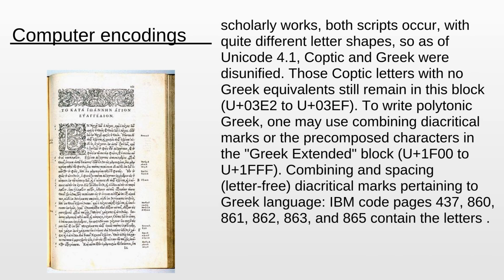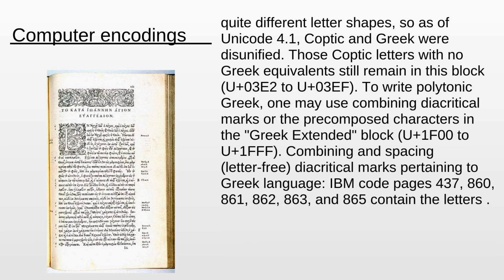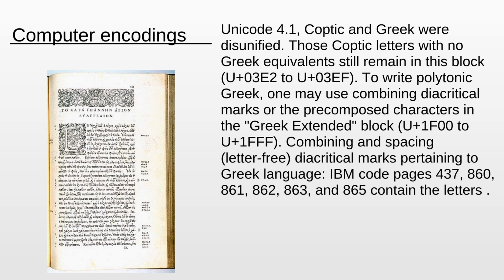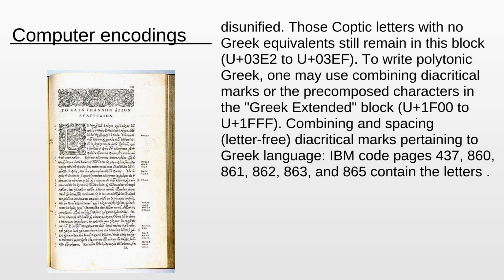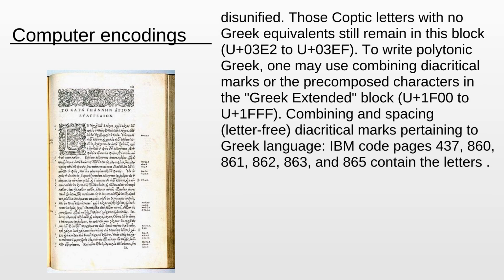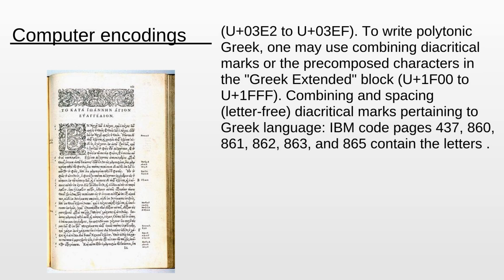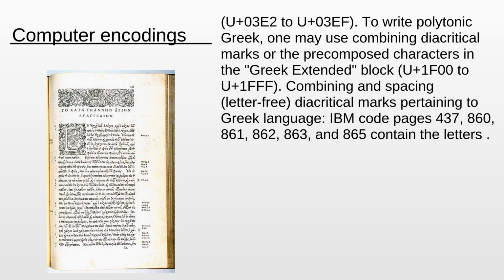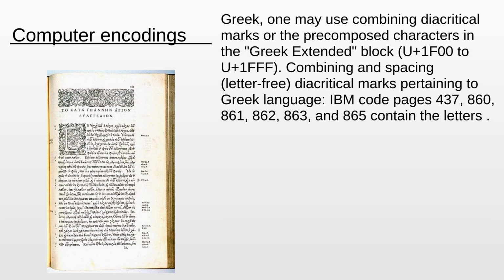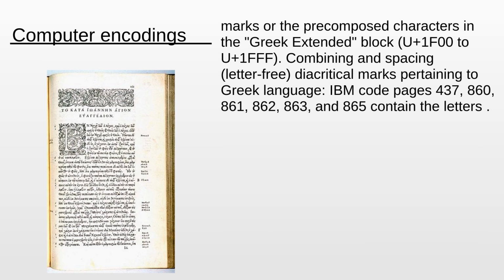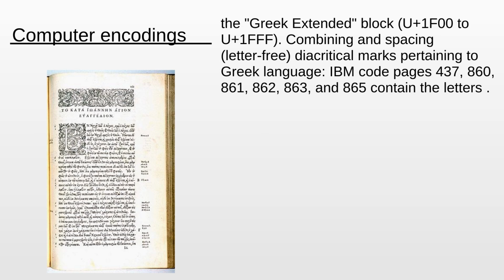Formally, most Coptic letters shared code points with similar-looking Greek letters. But in many scholarly works, both scripts occur, with quite different letter shapes. So as of Unicode 4.1, Coptic and Greek were disunified. Those Coptic letters with no Greek equivalent still remain in this block, U+03E2 to U+03EF. To write polytonic Greek, one may use combining diacritical marks or the precomposed characters in the Greek Extended block, U+1F00 to U+1FFF.